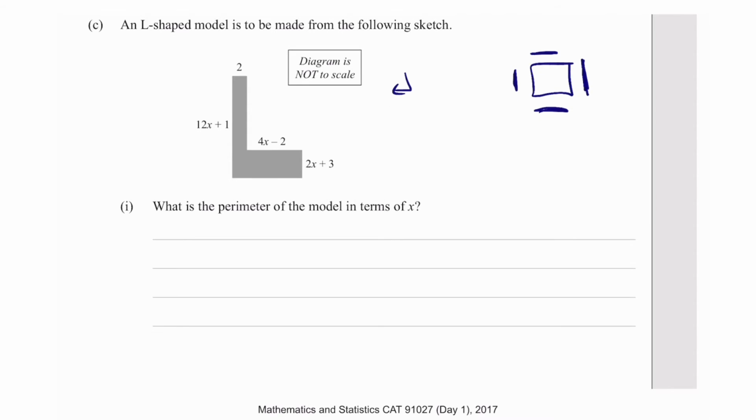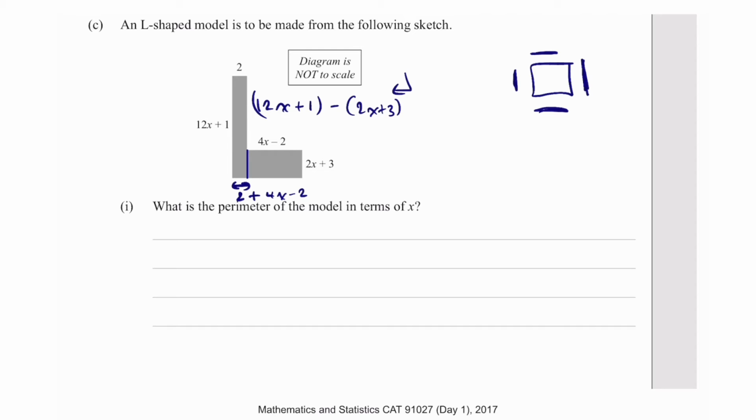Cool, so how do we do that? Well, we know that this part here is equal to 2, and this part here is equal to 4x minus 2. So we're going to sum those together. We actually don't know what the value of this part here is either, so we need to work that out. This part here is the same as this whole part minus this part here. So this is the same as 12x plus 1 minus 2x plus 3. So we're taking this and subtracting that height out.